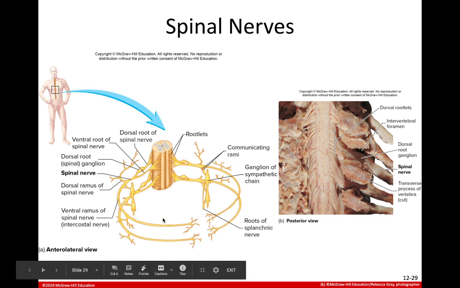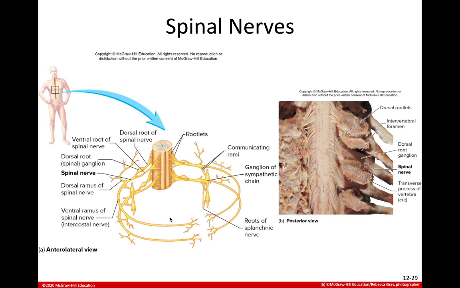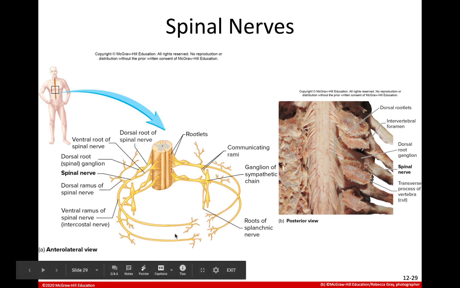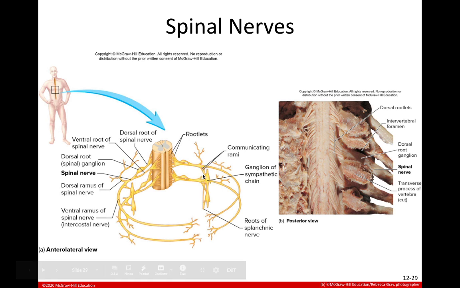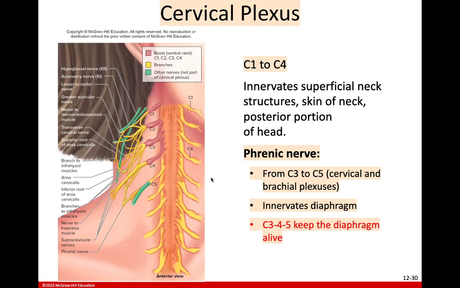plexuses. Again, we don't have a thoracic plexus, but we do have a cervical plexus, a lumbar plexus, a sacral plexus, and a coccygeal plexus. We have a brachial plexus. But we don't have a plexus with the thoracic nerves. And then we see the communicating rami here. Again, a major branch off of a spinal nerve that is connecting to the sympathetic chain ganglia, and we'll talk more about those later.